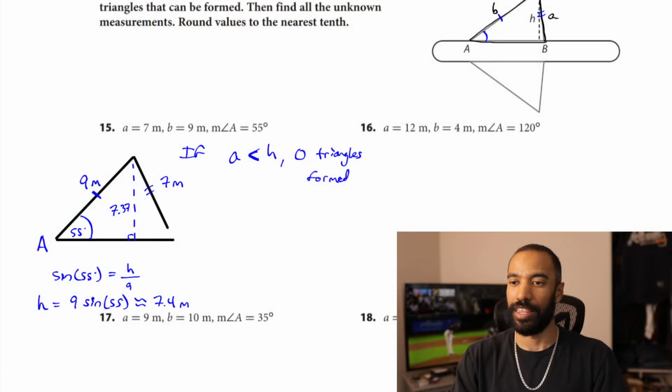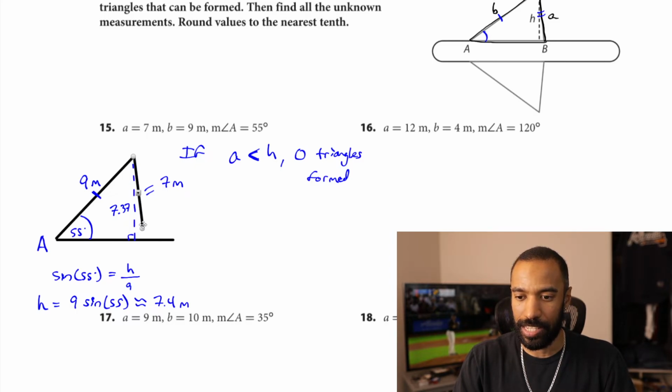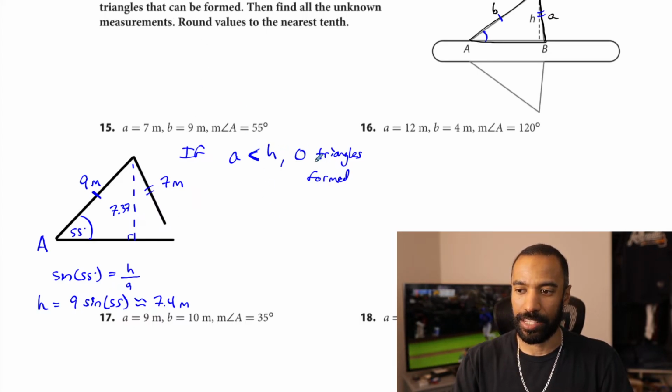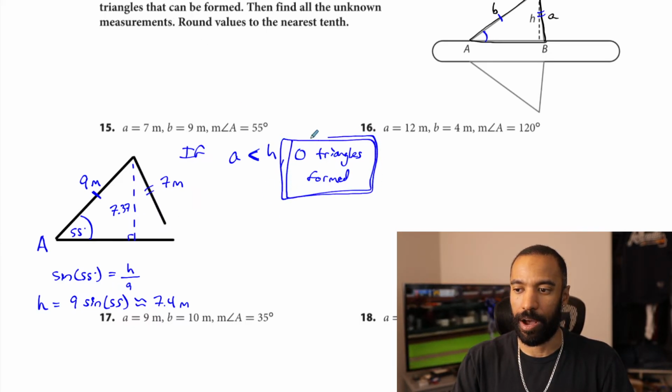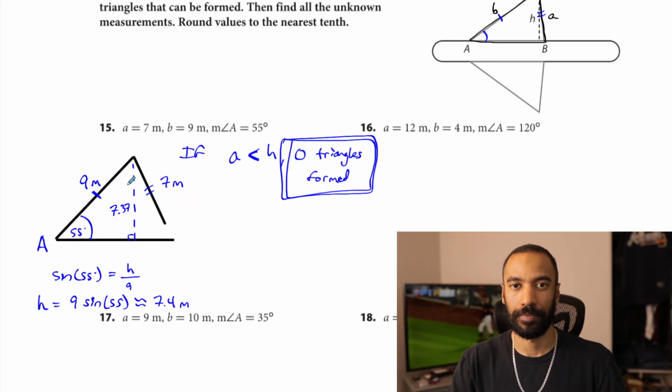If your value is not more than this, which ours is not, that means that this can't reach down to make this triangle here. This is 7, this is 7, this is 7.37. It's not enough. Right there, a is less than h. No triangles are possible to be formed with this configuration in this scenario.